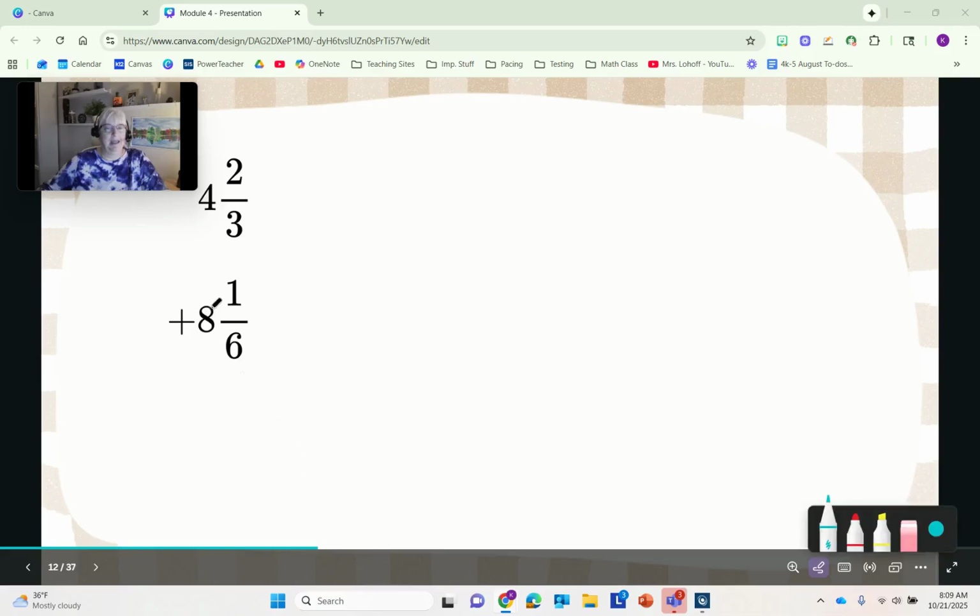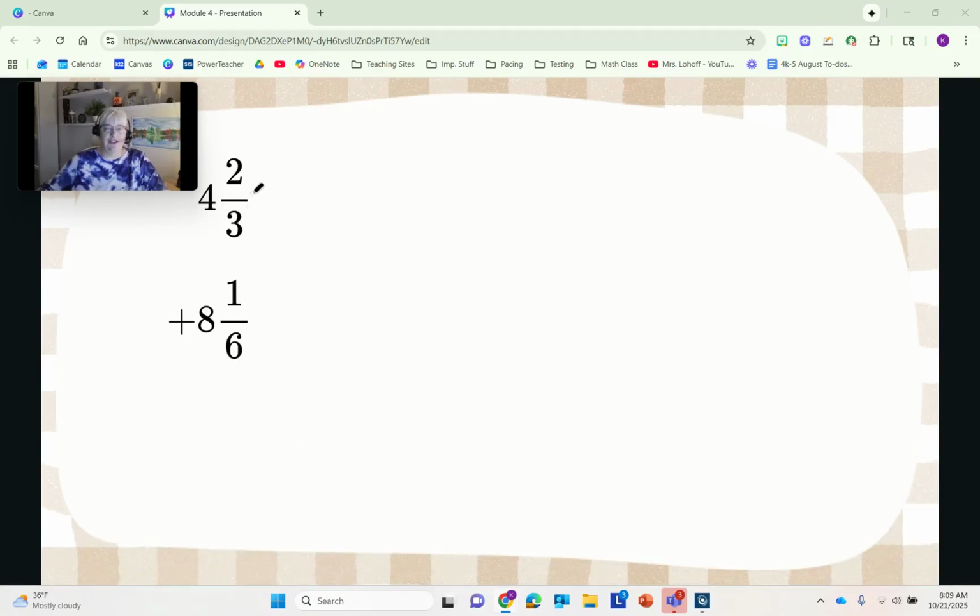Okay. Our whole number is 4. Our fraction is 2/3. 4 and 2/3 is a mixed number because it's a mixture of a whole number and a fraction. 8 and 1/6 is a mixed number where we have 8 wholes and 1/6, a mixture of a whole number and a fraction. We're going to add these two numbers together.